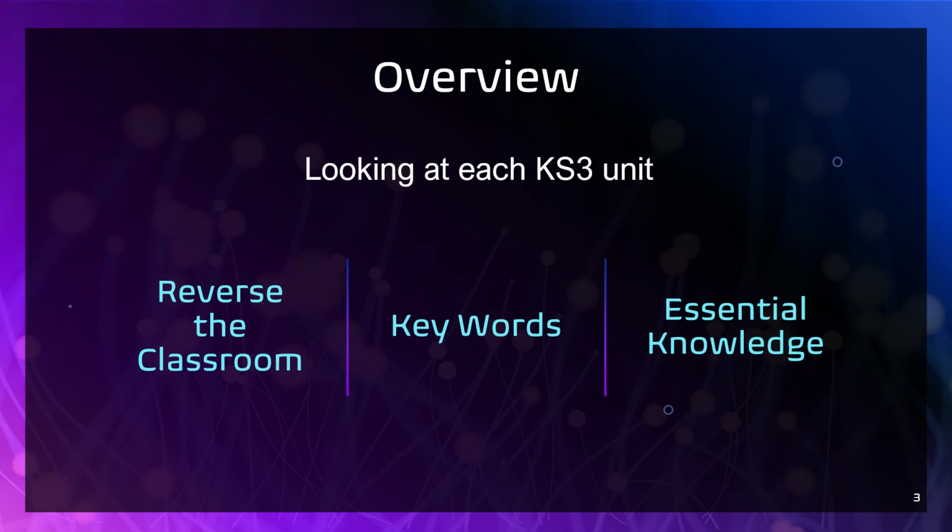There's a video about the keywords, which for some of them you will be set as homework. And the third one is the essential knowledge. The essential knowledge is a key bit of information that I've picked out that I know is vital for Year 10 and 11 when you're actually doing your GCSEs. So you need to go through all three of them, and if you do, you'll know it all and you're going to be absolutely sorted.